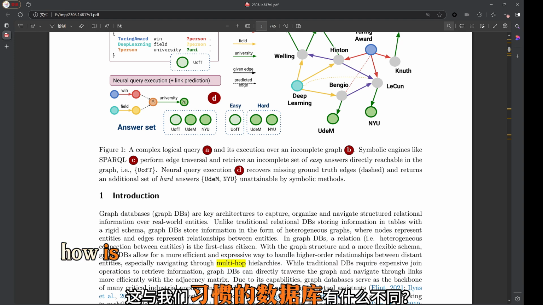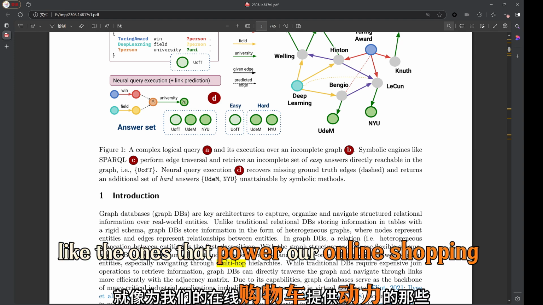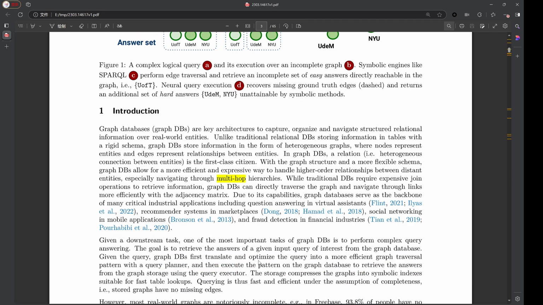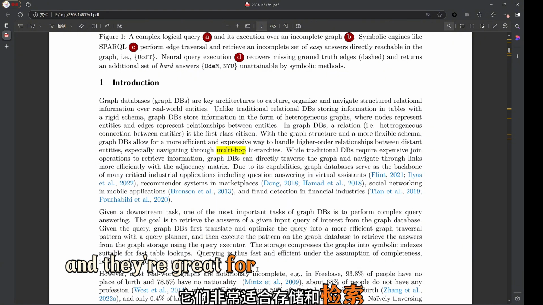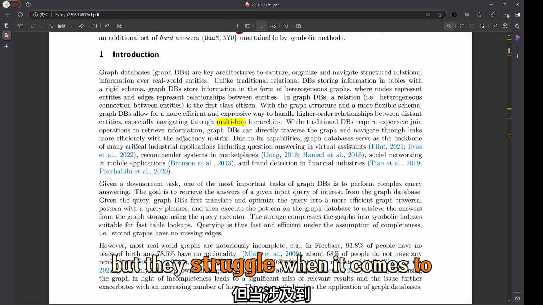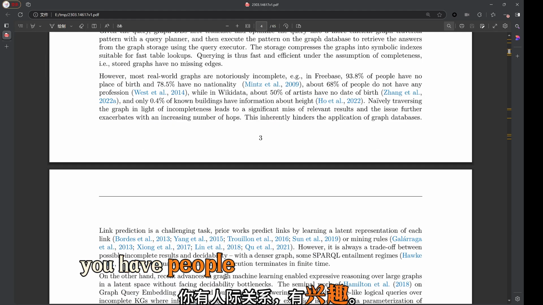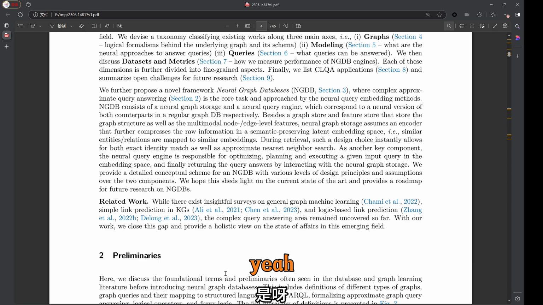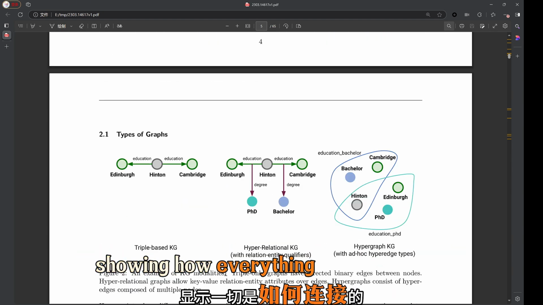Makes sense. How is that different than the databases we're used to, like the ones that power our online shopping carts, for example? So traditional databases, they're more like spreadsheets. Neatly organized in rows and columns, very structured. And they're great for storing and retrieving individual facts, but they struggle when it comes to understanding the complex relationships. Think of a social network. You have people, connections, interests, all intertwined. A graph database can map all of that out beautifully, showing how everything is connected.